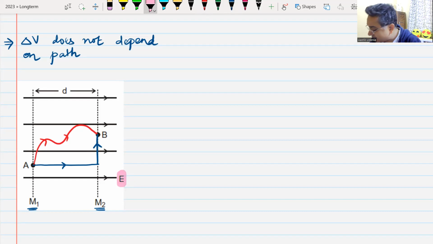Yes, sir. If the value of the electric field is E and the distance between these two points is D like this, which point will be at a higher potential, point A or point B? Point A. What will be the potential difference between point A and point B? VA minus VB. You can apply a bit of common sense.